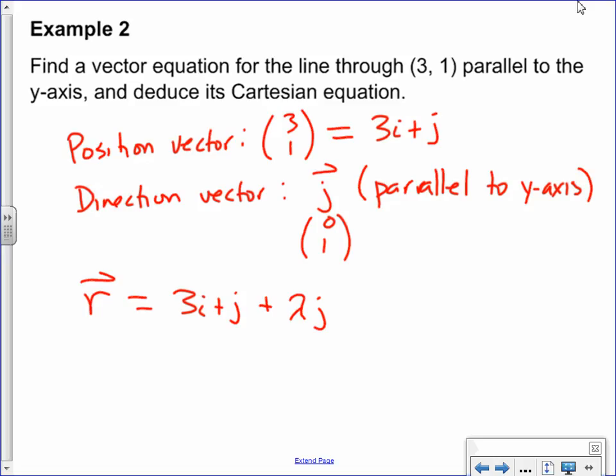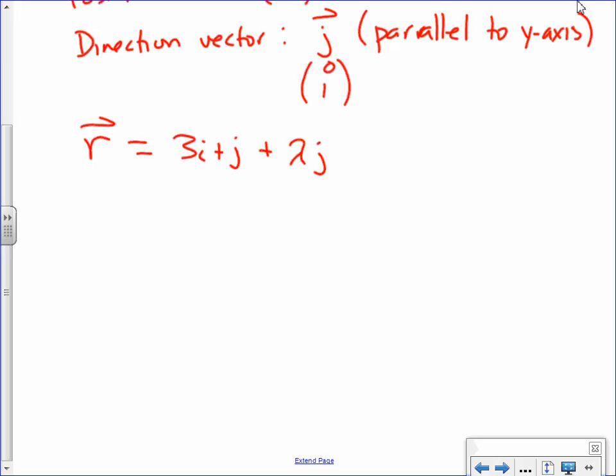Because it's parallel to the y-axis, so it's the y value. So x is i, y is j. Okay. And then would you agree that r could also be written as xi plus yj? 3i plus j plus lambda j. I didn't change anything on that side.